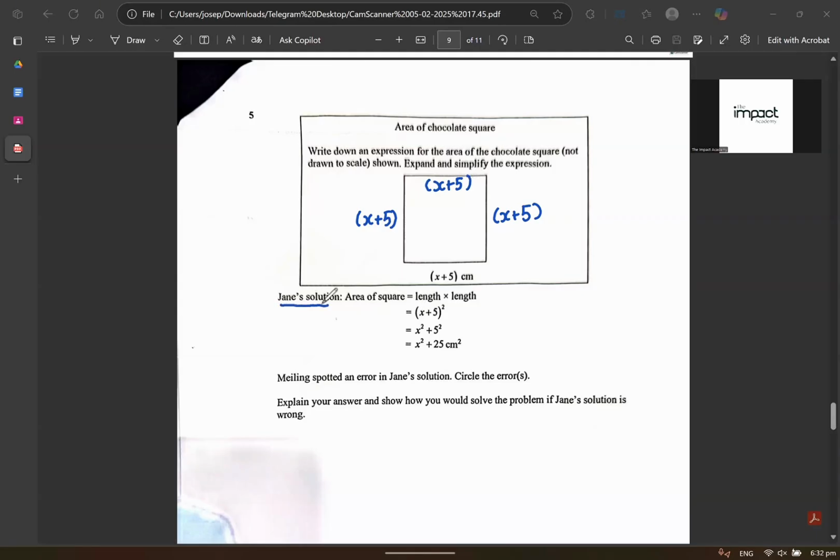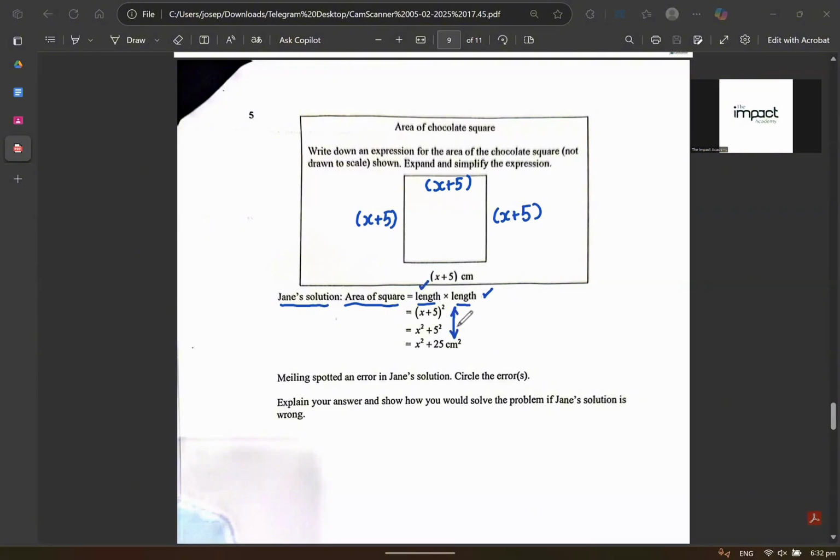Jane did not learn math in the Bear Academy. So she don't know how to find area of square. She say, I think it's like that. Length times length. But she's correct, huh? But you see, when she did the, yeah.